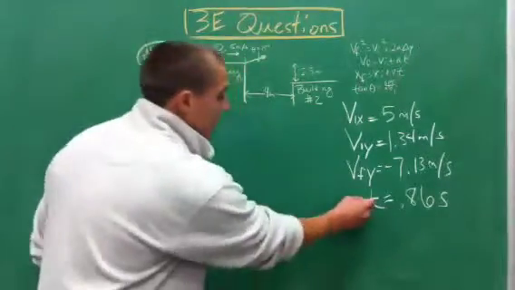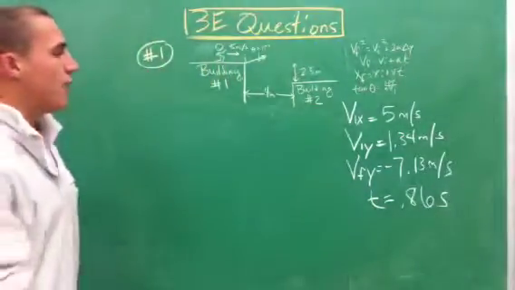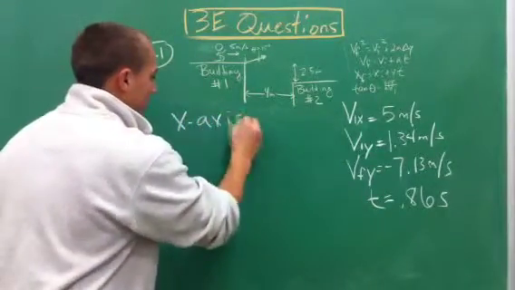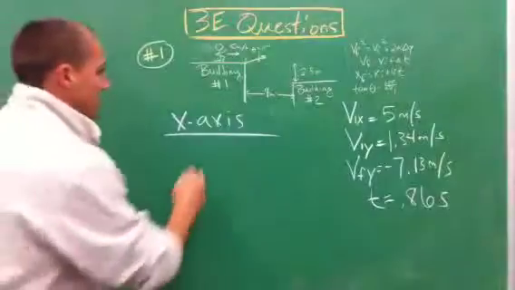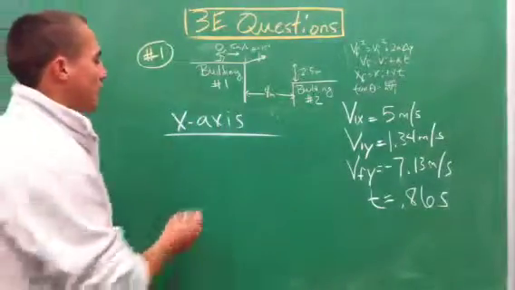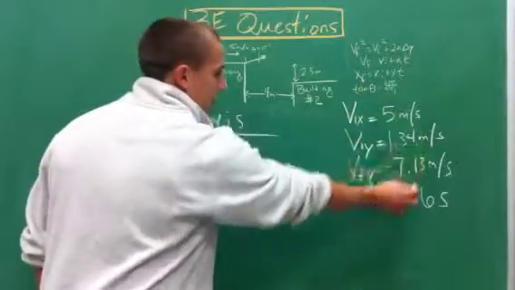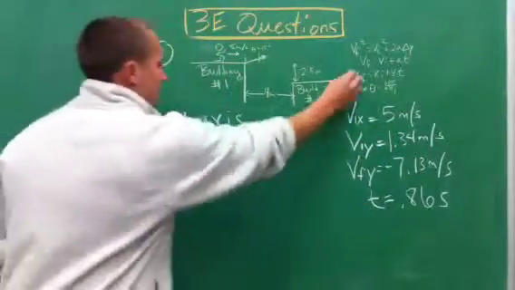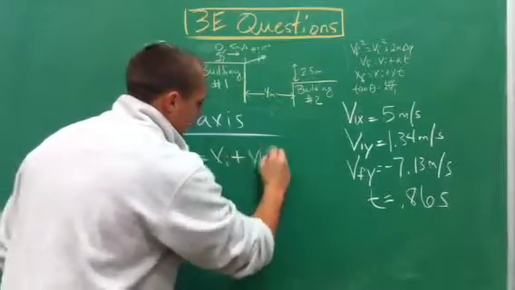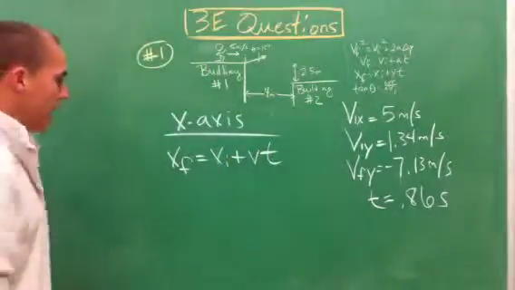Now we can transfer the time we solved for to the x-axis. So this is where we seal the deal. In the x-axis, since velocity is never changing, there's no acceleration. It stays at 5 meters per second the whole time. We can use this equation: xf equals xi plus vt, because velocity is constant.